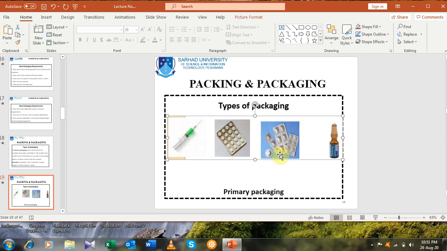That is the second one. You can see different straps, and also these are the types of the primary packaging, in direct contact with the packaging material.